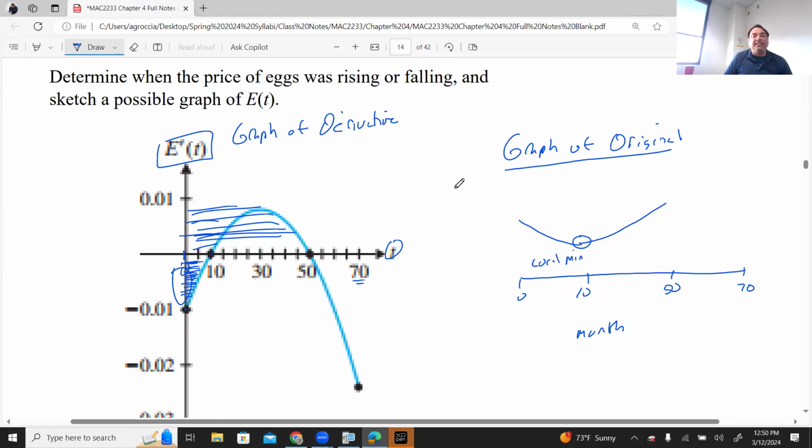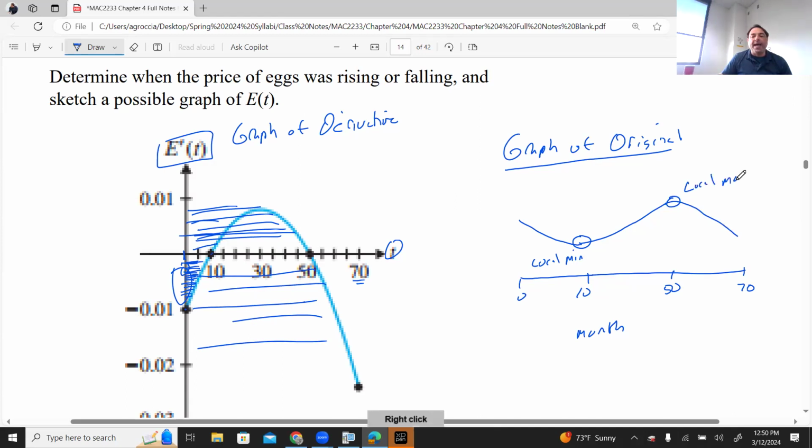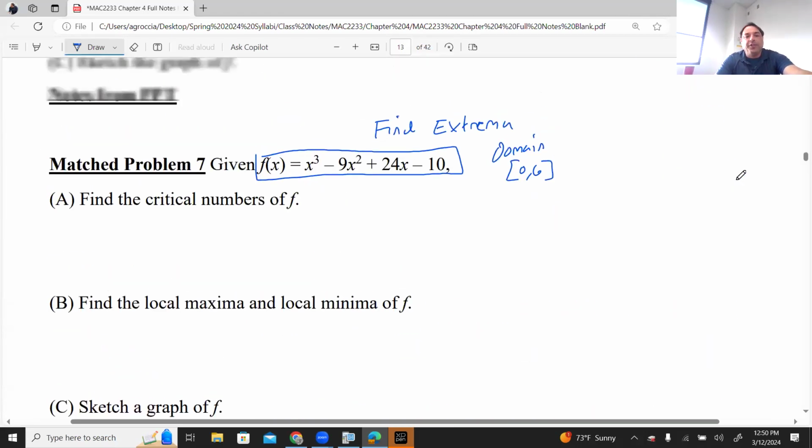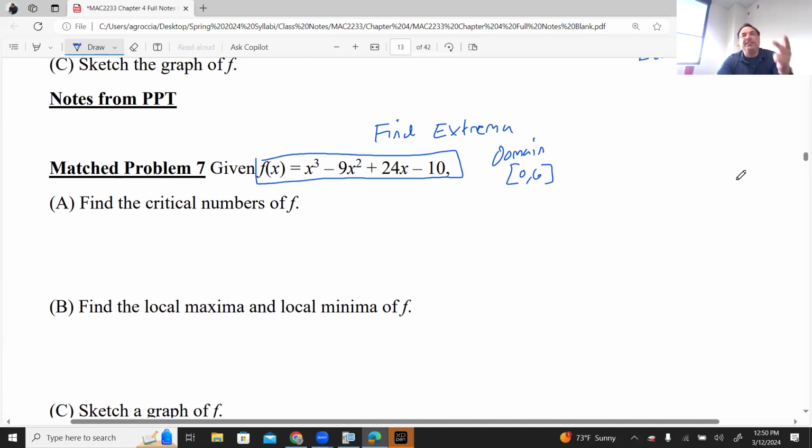Then at 50 to 70, what's the derivative going to be? Which means that at this point, it goes downward. And at 50, we have a local max. Now, that is totally weird, and I get it. But that's how to go from a derivative to an original. But for next class, make sure that you try this one, stationary, singular, endpoint, do the table, do the graph, and label everything.